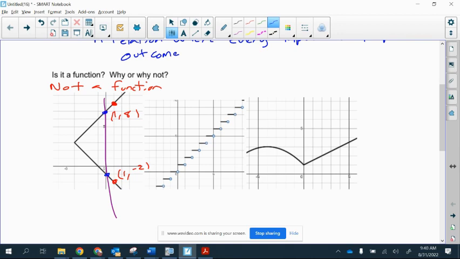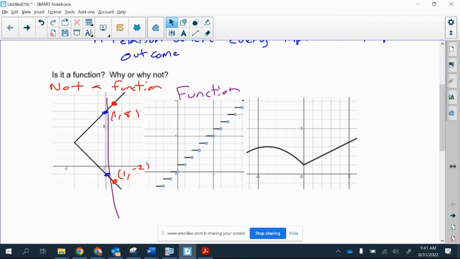The second one here is a function because for every specific input, you only have one outcome. So when you look at it, if you pick any input, there's only one outcome from it. So we look here at this input, this is the only outcome here at 1. When you look at this input, there's only one outcome here at 5. So every input has specifically one outcome.